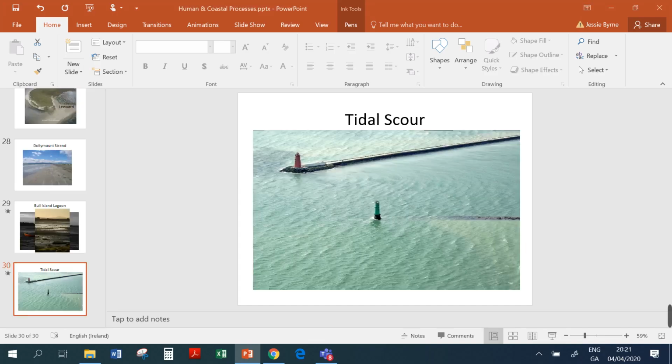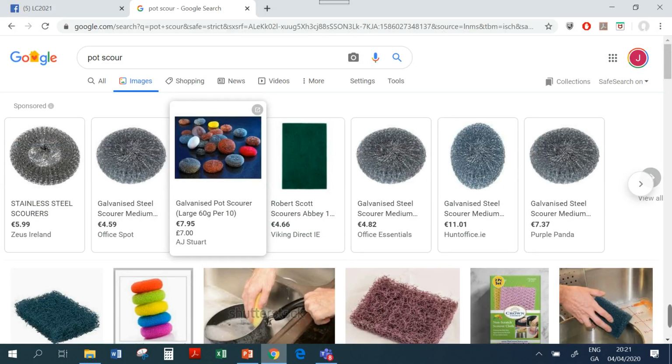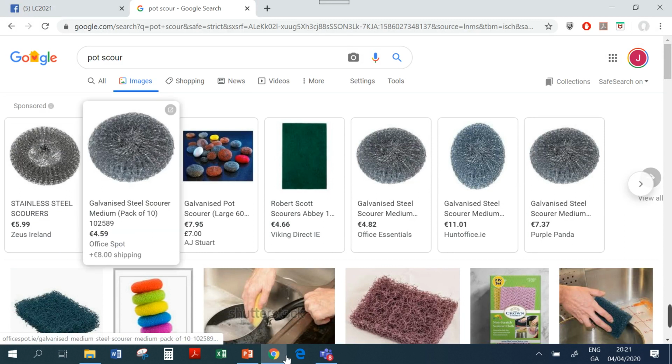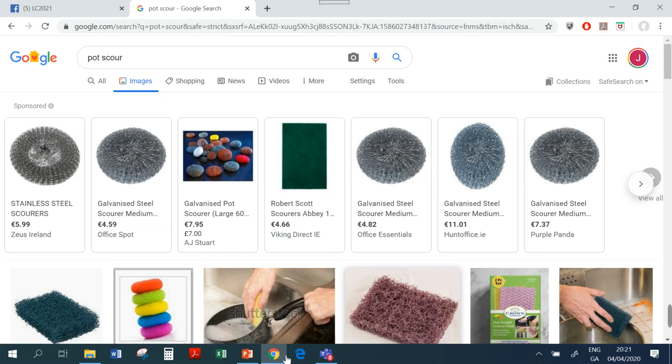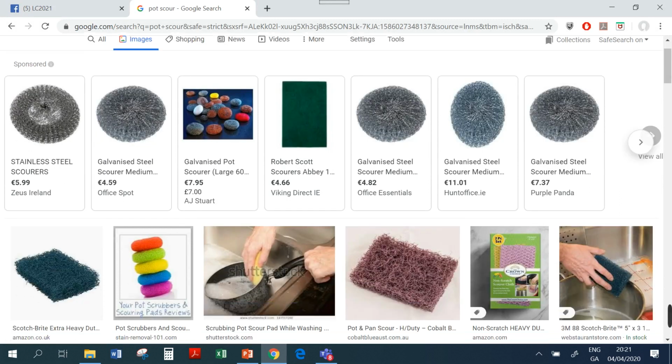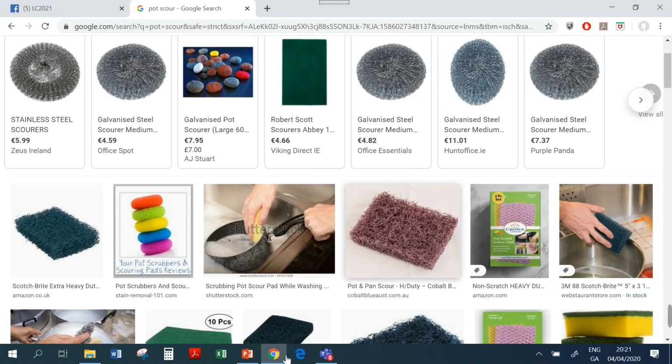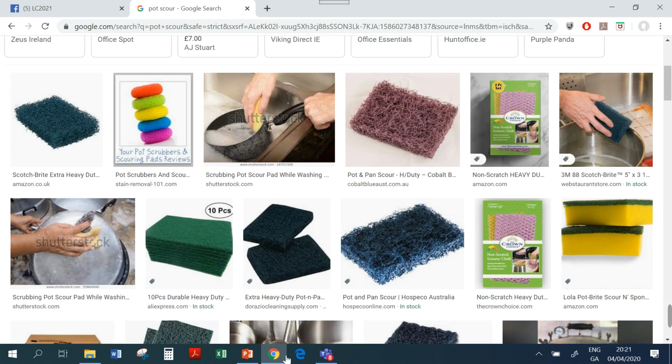No. So, a pot scourer is one of these yokes, right? So, there are scrubby things that you need to get things that are baked onto pots off with. So, if you ever wash the dishes at home, you might have seen a pot scourer. They're often really wiry things and they're used to scrub and scrape.